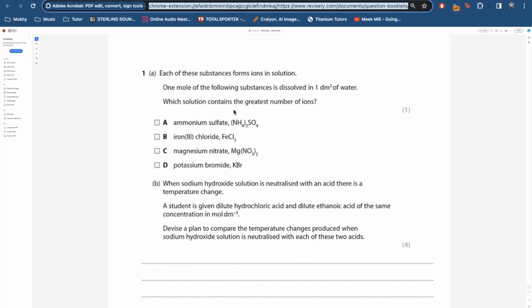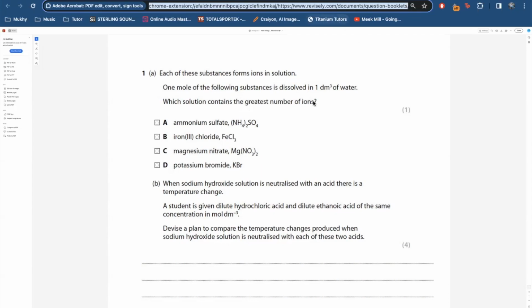How many ions does iron 3 chloride have? Oh, it has 9 because there's 3 of them, right? 3 ions? Maybe we should break it up into its ions, right? So figure it out. That could be really, really helpful.